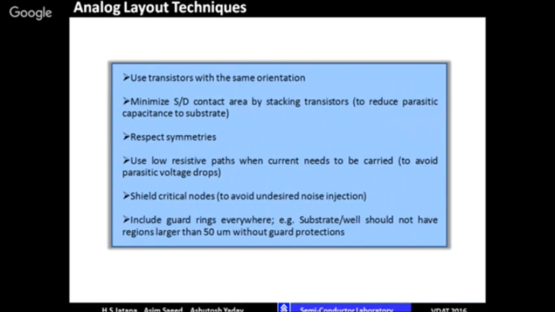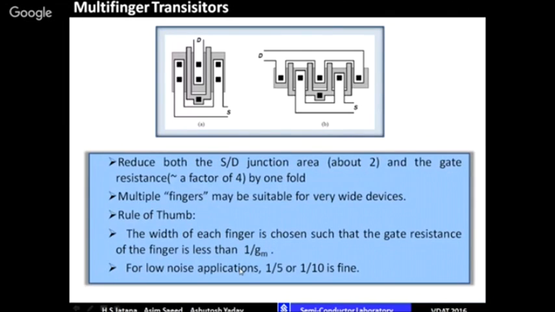So these are some of the techniques. Use transistors with the same orientation. Minimize the contact area by stacking transistors. It has to be symmetric and shielded, with guard rings, and these are the common things you have to do. You should always have a multi-finger transistor. You should never have it like this.